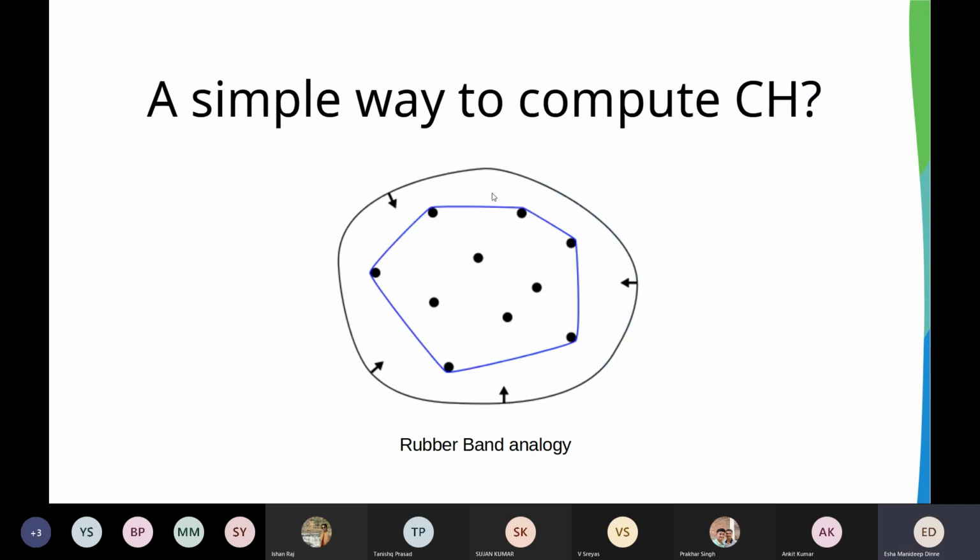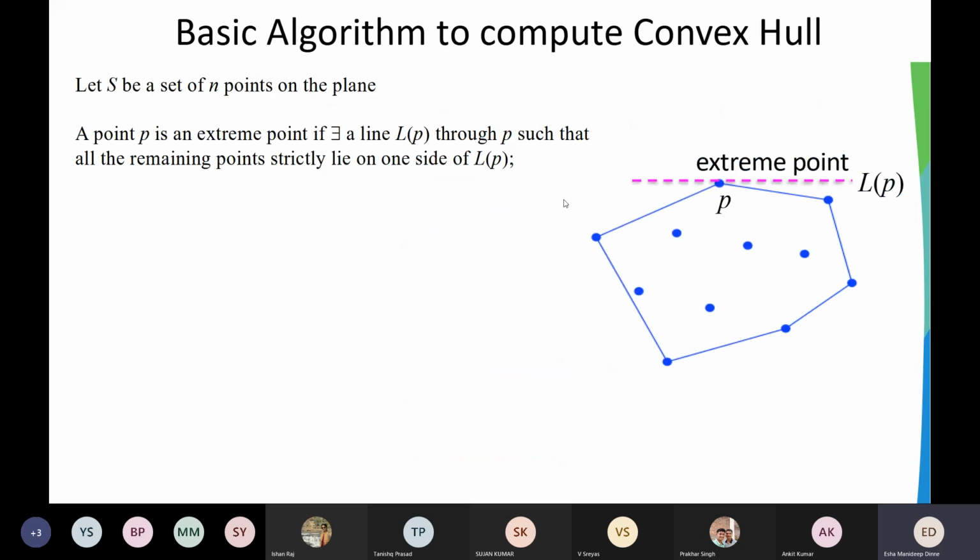Now, if you draw something like a tangent to the convex hull at this point, you can see that all the points lie on one side of the convex hull, right? It is intuitive. It is easy to see that all the points should lie on one side of the line. So we will call such points extreme points.